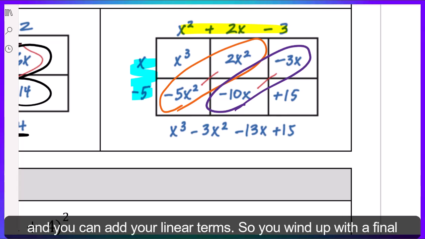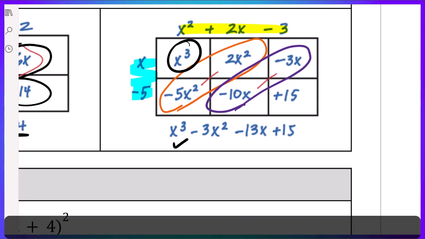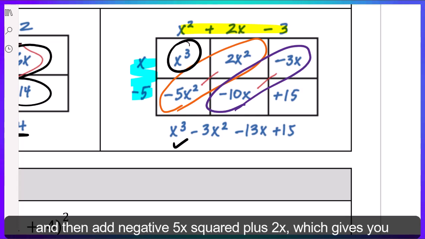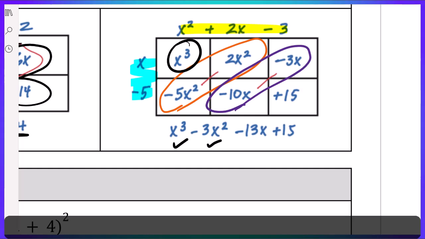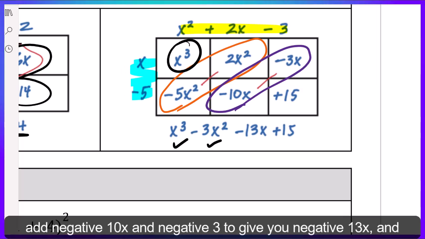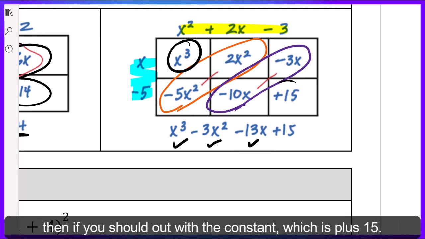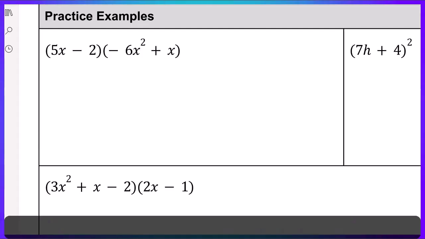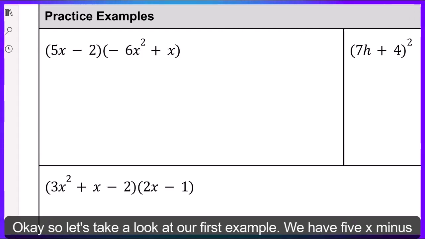So you wind up with a final answer of x to the third, and then add negative 5x squared plus 2x, which gives you negative 3x squared. Add negative 10x and negative 3 to give you negative 13x, and then to finish it out with the constant, which is plus 15.